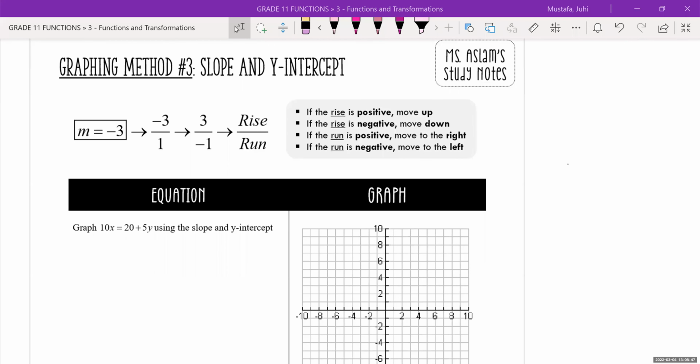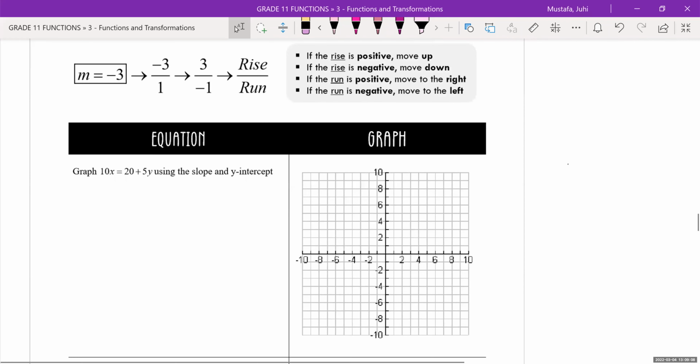You guys, graphing method number 3 involves the slope and the y-intercept. And again, in grade 9, when we did this, it was like a lot of moving around. So when the top number in your slope is positive, you move up. When the top number in the slope is negative, you move down. When the bottom number in your slope is positive, you move to the right. And when it's negative, you move to the left.